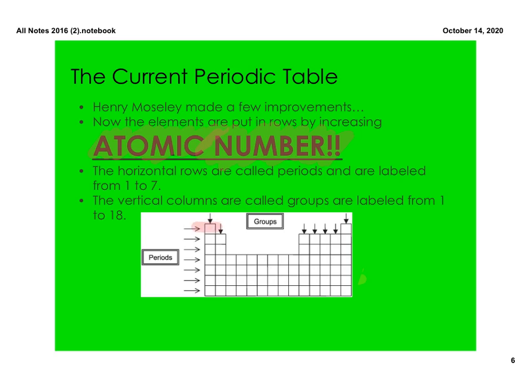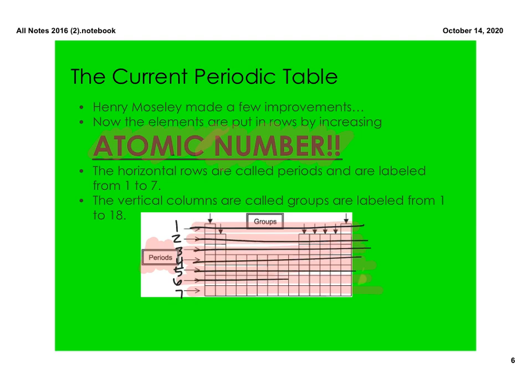The horizontal rows, so that's this part here, we call these periods, and they're labeled from 1 to 7. So we can see by my numbering that there are 7 periods on the periodic table. So this first one here would be the first period, this is the second period, third period, fourth period, fifth period, sixth period, and seventh period.